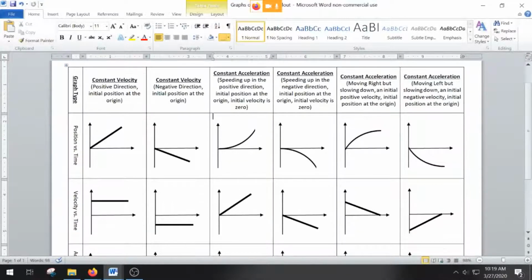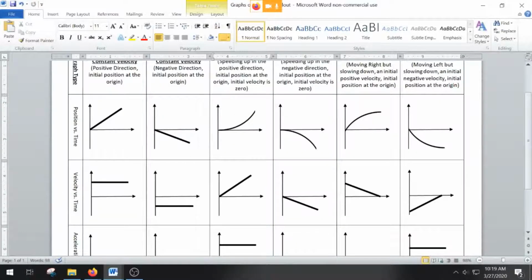So again, I'll put this document up online. It is a nice, handy little cheat sheet for you guys. Maybe pull it up when you're answering some of these graphing questions if you run into any issues.